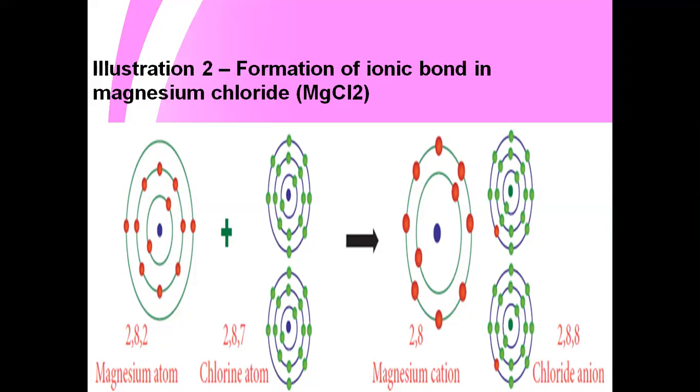Okay? So in this process, the magnesium atom is a positive ion, that is cation, and the chlorine atom is a negative ion, that is anion. Okay. So between the 2 ions, they have an electrostatic force. The bond is the ionic bond. Okay. These are the formation of ionic bond in magnesium chloride. So what are the characteristics of the ionic bonds? We will learn now. Okay.